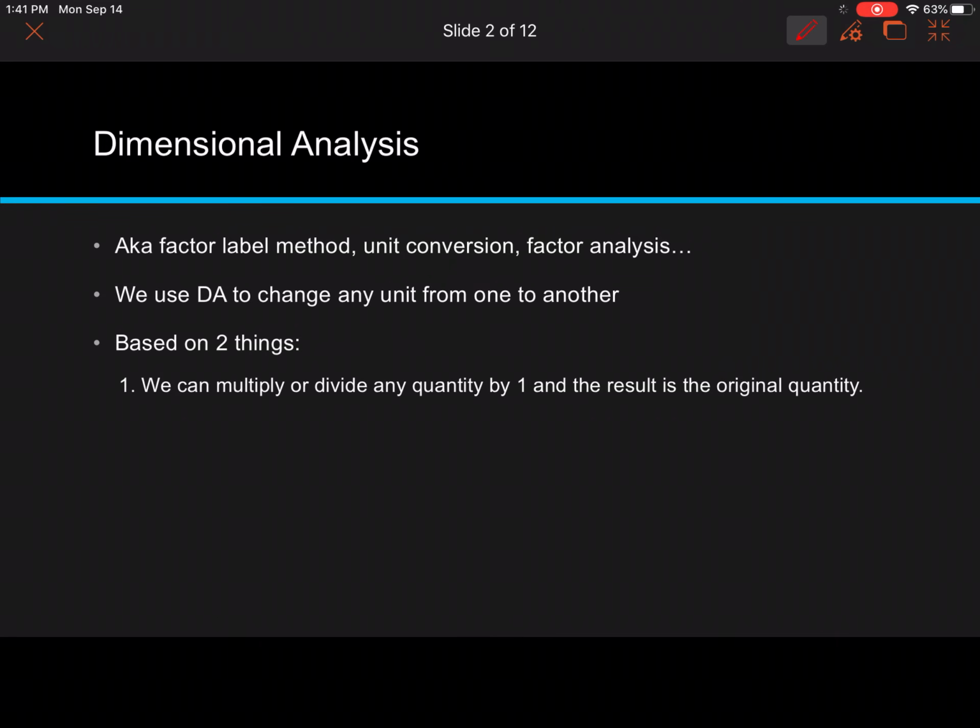Number one, the first premise is that you can multiply or divide any quantity by the number 1, and the result is the original quantity. For example, 3 times 1 equals 3. I multiplied 3 by the number 1, and I get the same number. Same with division, 3 divided by 1 equals 3. I can use symbols for this too, so heart times 1 equals heart. Multiplying or dividing by the number 1 results in the original number. This is our first premise.